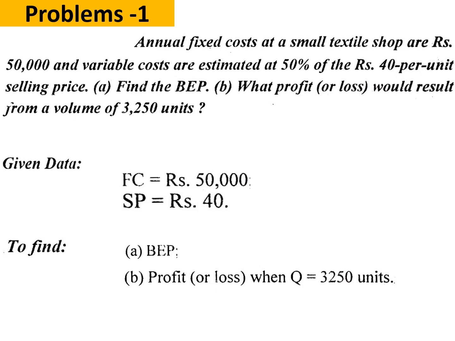And this is the example problem for finding the BEP. This is for a textile shop. They are spending money on a fixed cost of 50,000, and they are selling their product for rupees 40. They are asking what is the BEP point, and they have given one example. Suppose the company is going to produce 3,250 units, is it profit or not.